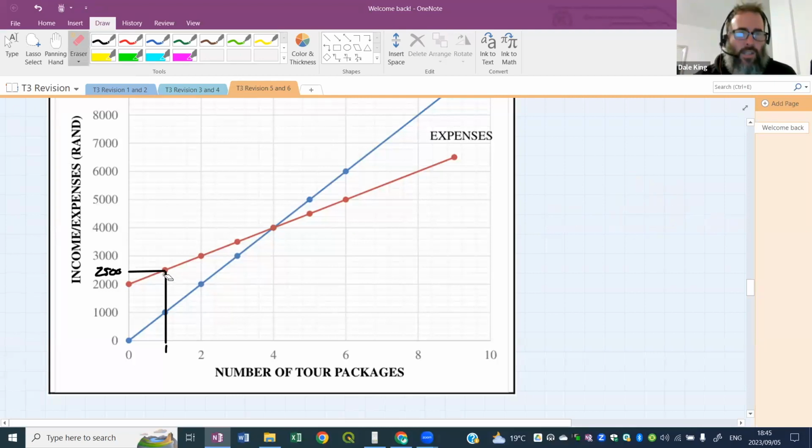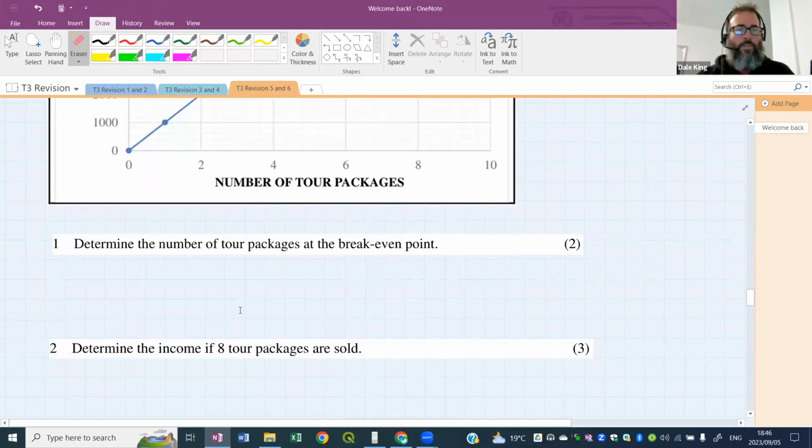That's how you can determine the 500 if you really needed to. It's the difference between the 0 and the 1 value. Or you could do the same for the 2 value. If you take 2 and go up, the difference between the 1 value, which is 2,500, and the 2 value, which is 3,000, the difference there is 500 Rand. Okay, yes, everyone says the break even is 4. It is 4. All right, nice, easy, 2 marks in the bag. Easy money. Let's look at the next question.